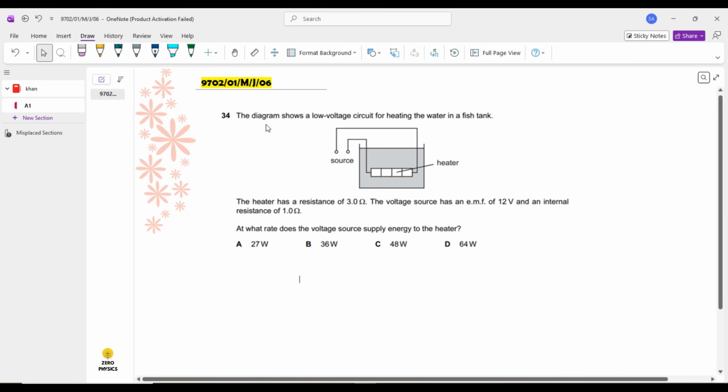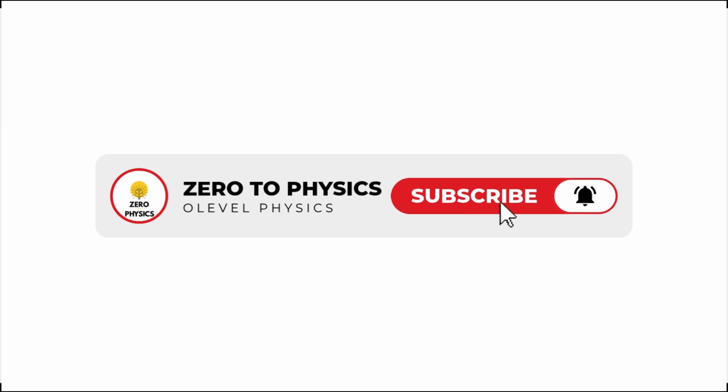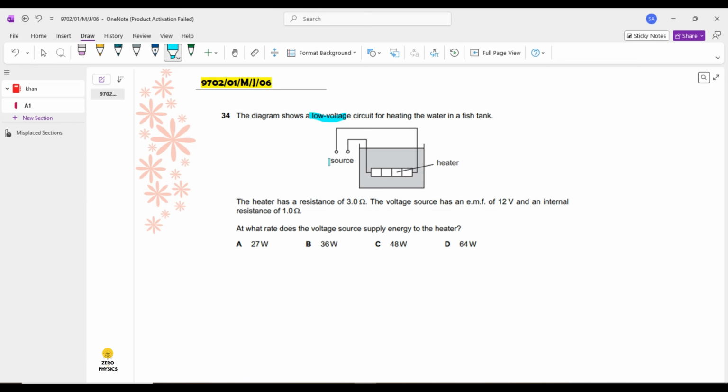In today's video, we will be solving this electricity question of May June 2006 9702, question number 34. Let's begin. The diagram shows a low voltage circuit for heating water in a fish tank. There is a tank with a source and a heater as well, dipped in water. The heater has a resistance of 3 ohms. The voltage source has an EMF of a total of 12 volts, and an internal resistance, most important thing, of 1 ohm.